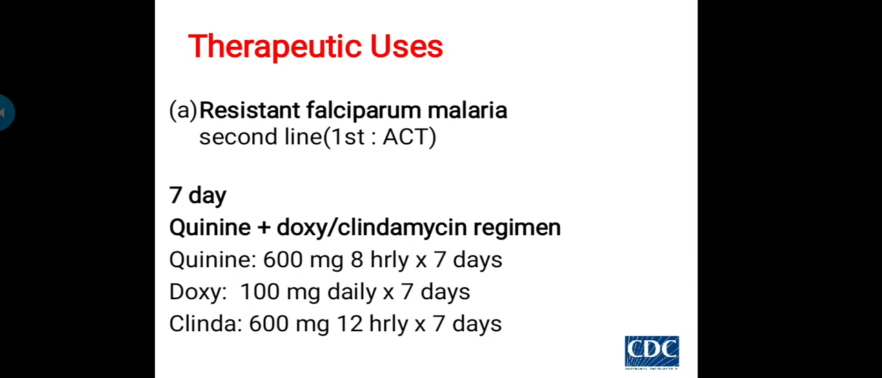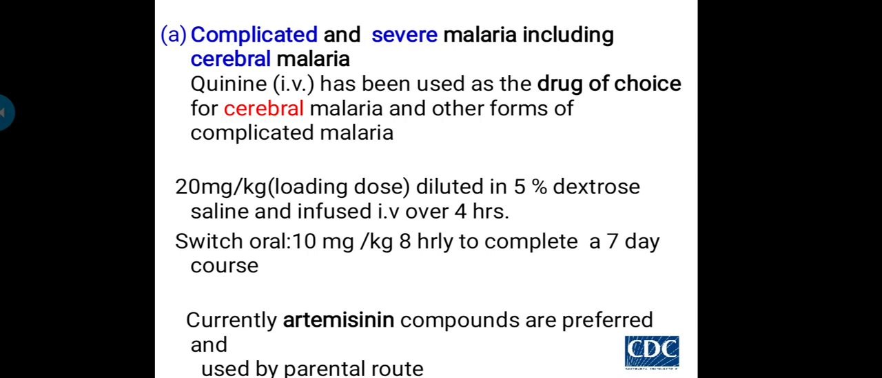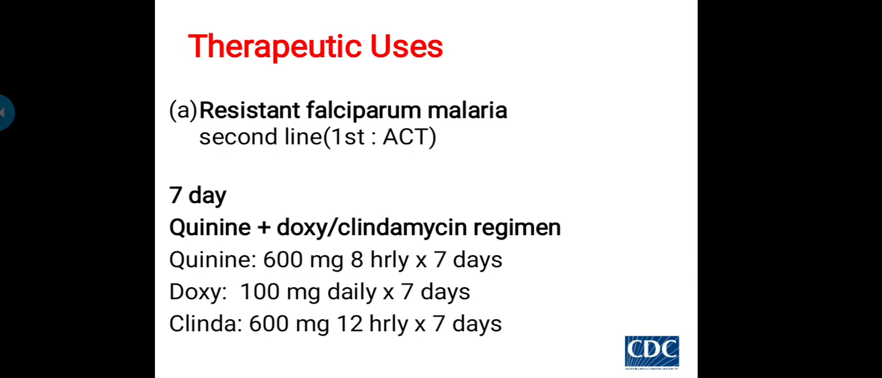Clindamycin is only used in pregnancy and children, whereas doxycycline is useful for all other patients, because doxycycline we cannot give in pregnancy and in children below 8 years of age. And so this is for the uncomplicated malaria, chronic falciparum malaria.